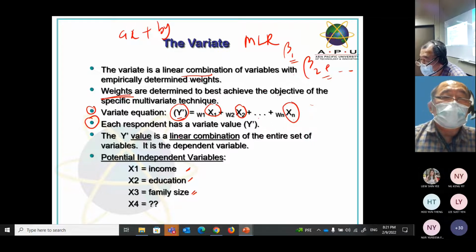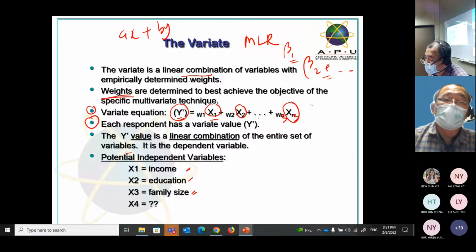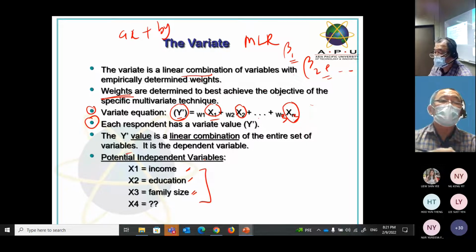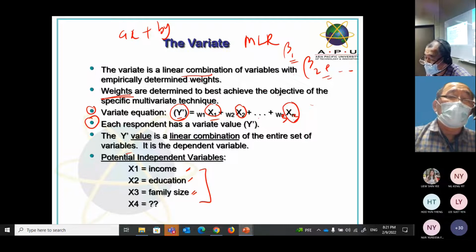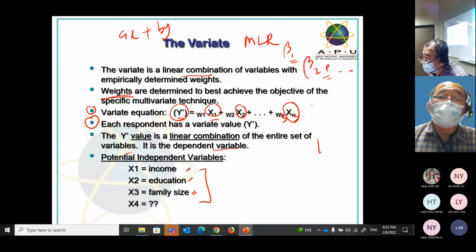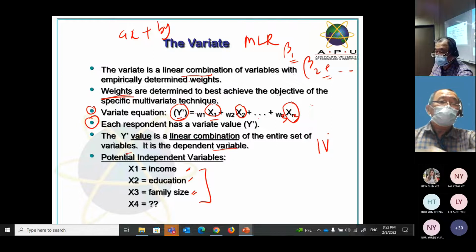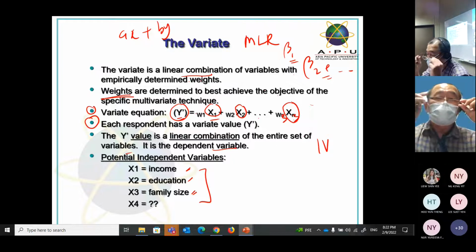The y prime value is a linear combination of the entire set of the variables. Here we have three variables, x1 until xn, and we can stop here at w3. Therefore, only three independent variables. The y prime is the dependent variable, and x1, x2, x3 are all independent. Okay, this is the example.